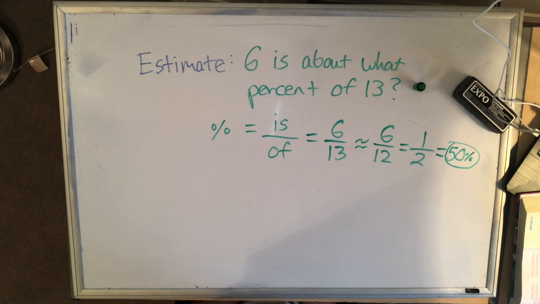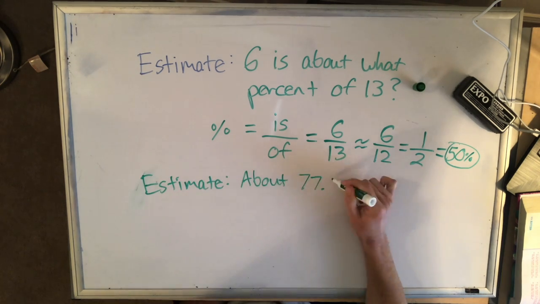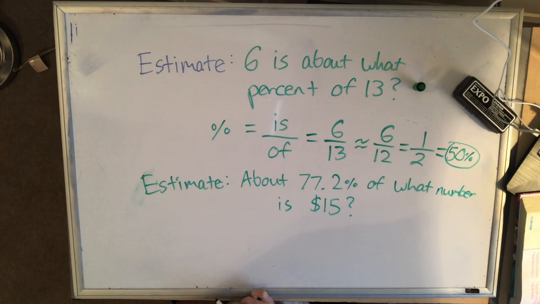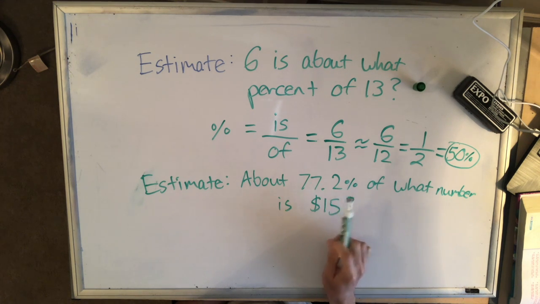And then we have another example problem. About 77.2% of what number is $15? Let's translate that question into an algebraic equation. 77.2%, if you look at the table, that's close to 75%, which is 3/4.